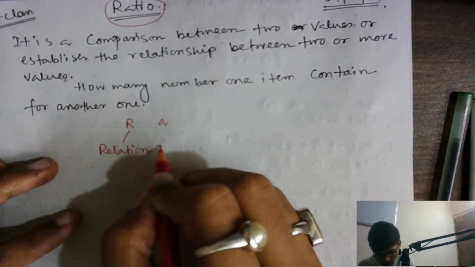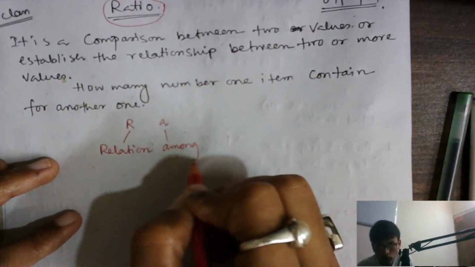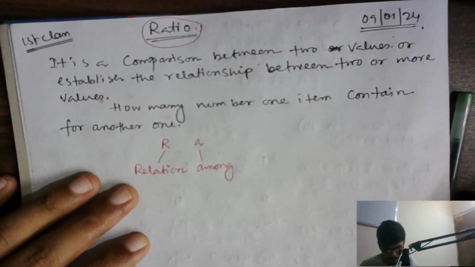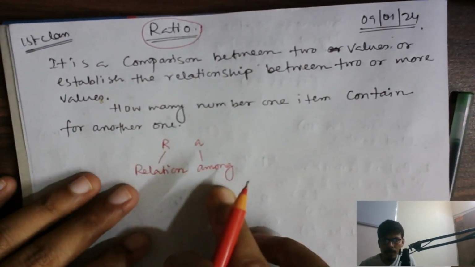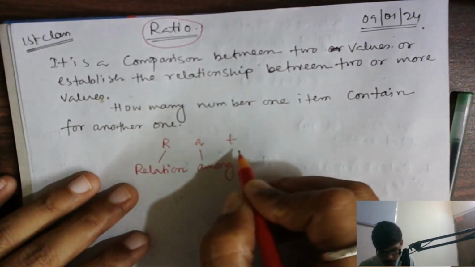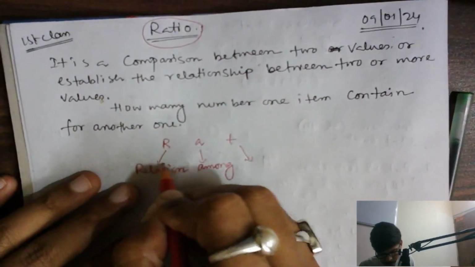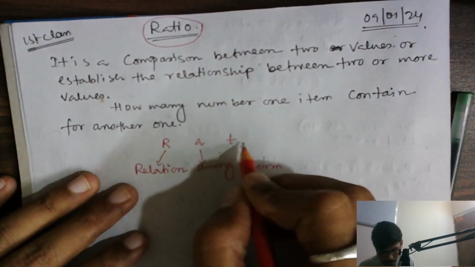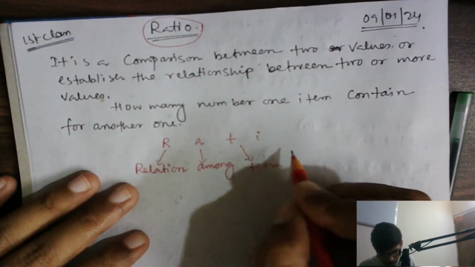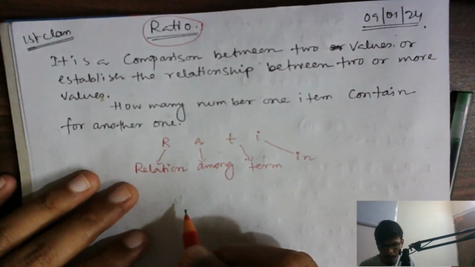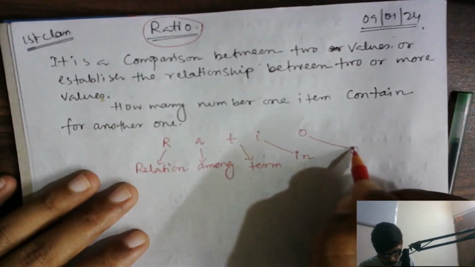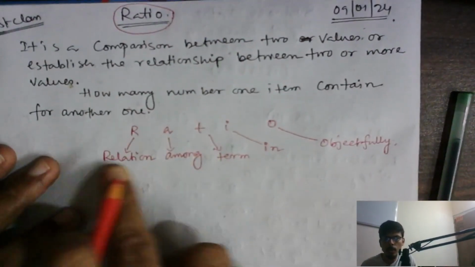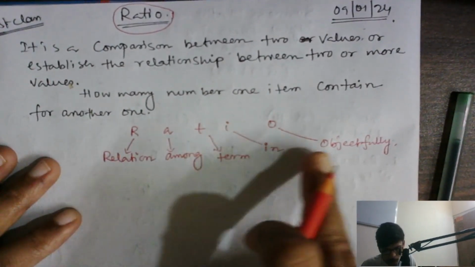A stands for among. Okay, आप लोगों को दिख रहे हैं ना गाइस, Ranush, Vansika? Yeah. R stands for relation, A stands for among. T stands for term. Term means item, you can say, or values, you can say. I stands for in, and O stands for objectfully. What does it mean, sir? Relation among term in objectfully.